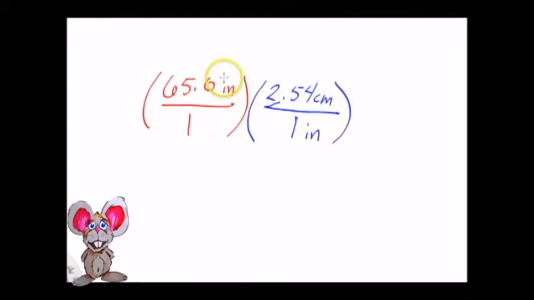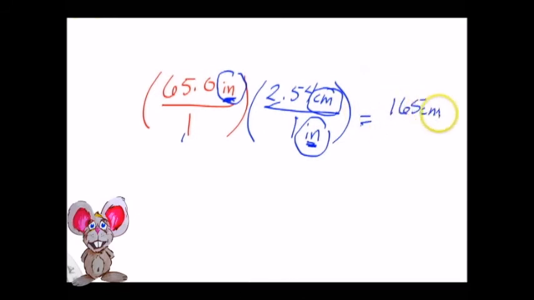So what we do is we take what we're given and make it the numerator over 1. We then take a value of 1 of that unit that we're given and put it over here as the denominator. We then put the ratio of that unit to the unit we want as the numerator. So the numerator in this case would be 2.54 centimeters, and the denominator would be 1 inch. That inch comes from right here. We then multiply straight across, and that gives us 165 centimeters. That's the gist of how to solve a conversion factor.